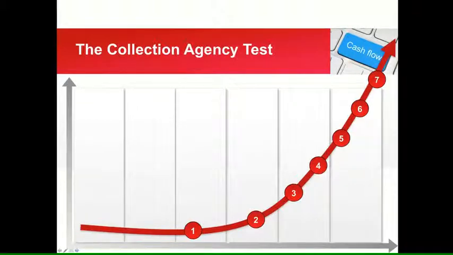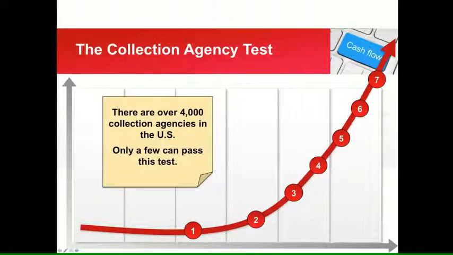Now, obviously, Transworld Systems is a collection agency. We're proud of the work we do, but we're not the only ones that meet these criteria. There are over 4,000 collection agencies in the United States. Only a few can pass this test, and you want to find one of those few. So let's go through the 7 quick test questions.